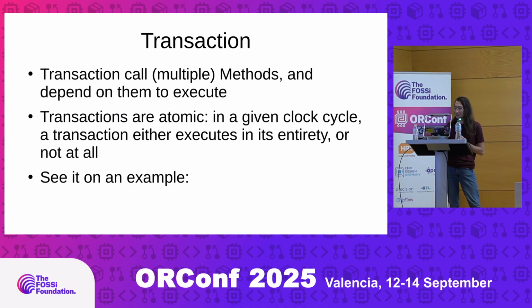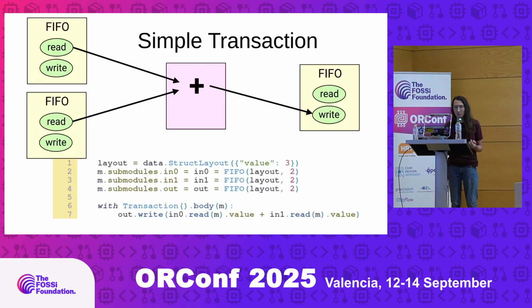Okay, so now the actual transactions. Transactions can call methods and depend on the methods that they call to execute. They are atomic. So in a given clock cycle, all methods need to be ready for the transaction to execute, and they also execute in one clock cycle. It may be easier to see on an example. A very simple example: we have two input queues, one output queue, and a simple transaction that just adds the values from the queues together.